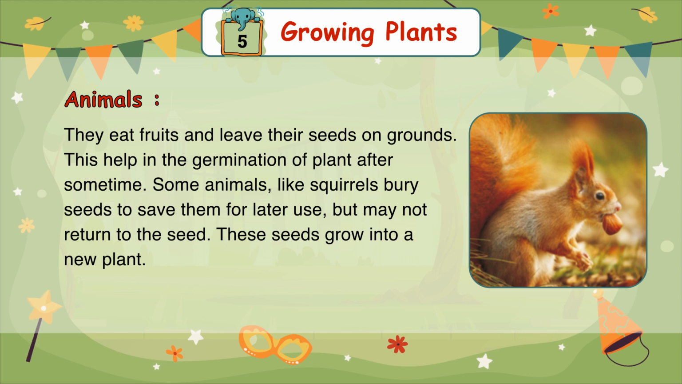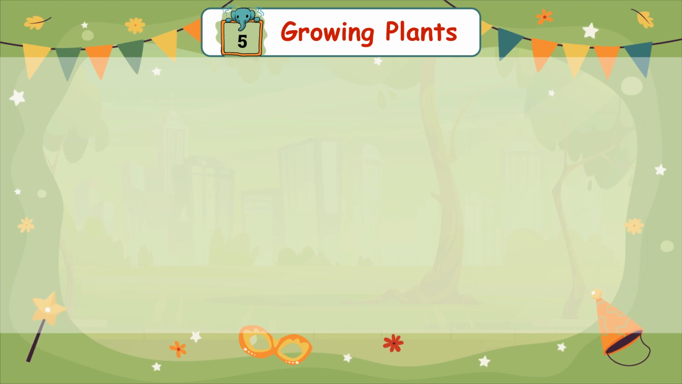Animals. They eat fruits and leave their seeds on the ground. This helps in the germination of the plant after some time. Some animals, like squirrels, bury seeds to save them for later use, but may not return to the seed. These seeds grow into a new plant.